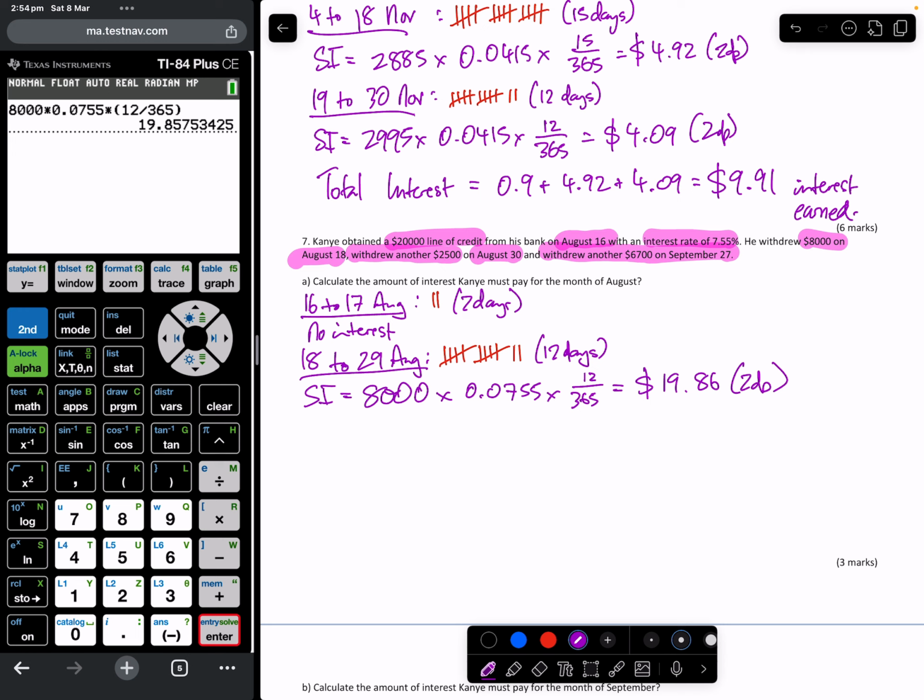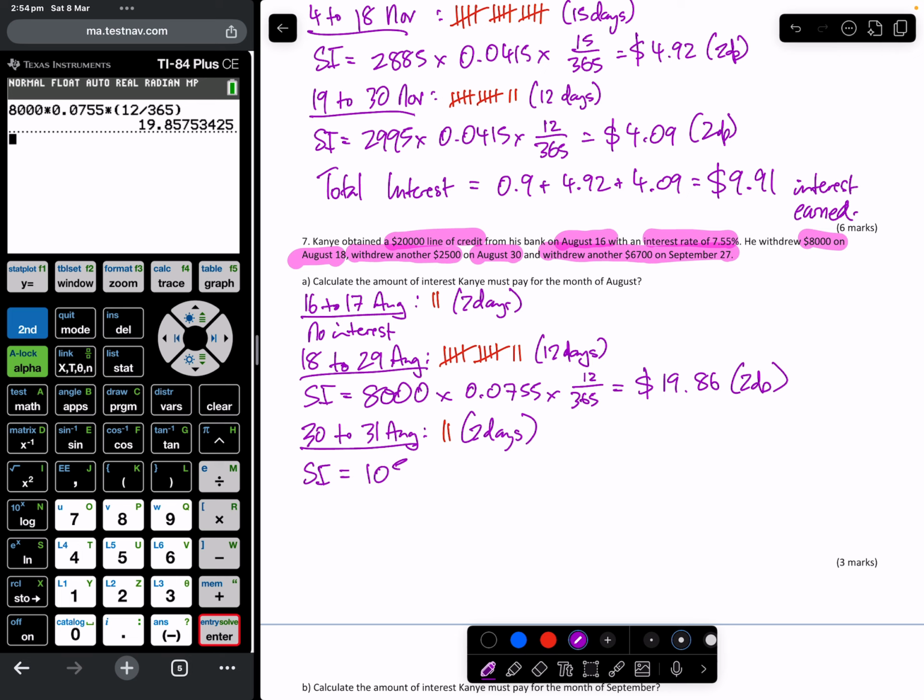You have to do it for the whole month. So 29th of August, on the 30th, he withdrew another 2,500, so August is a 31-day month. August 30, 31, 2 days. He didn't just have 8,000 withdrawn. He had 8,000 plus 2,500.